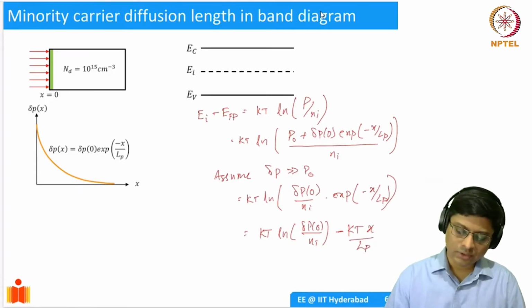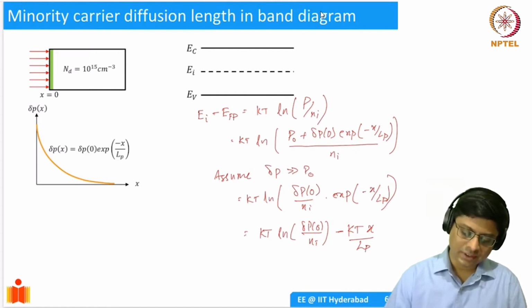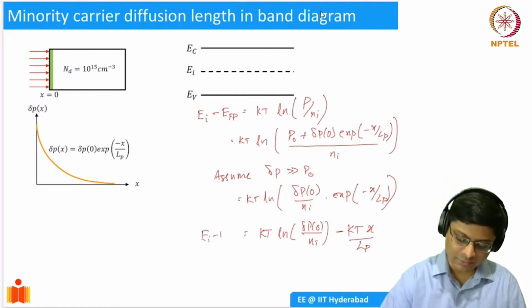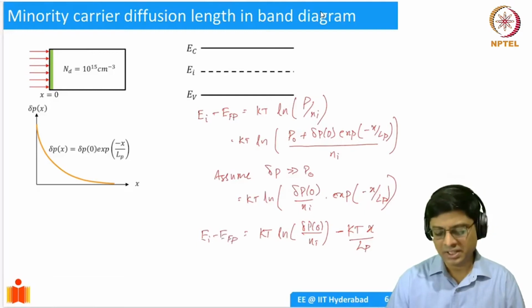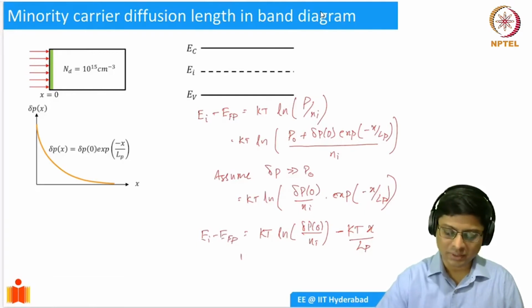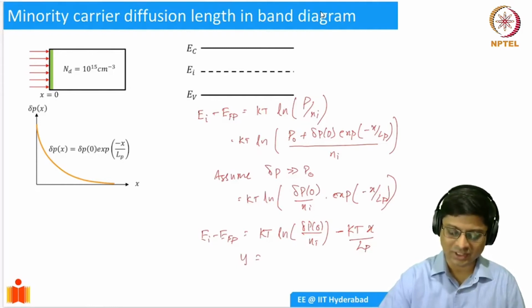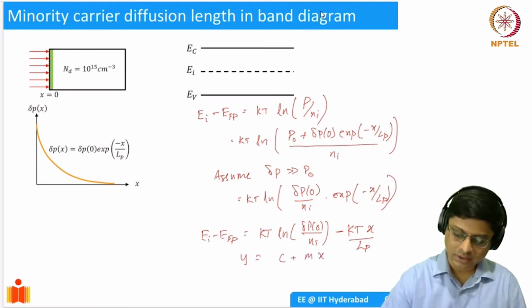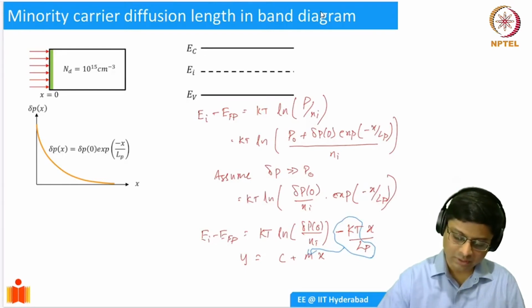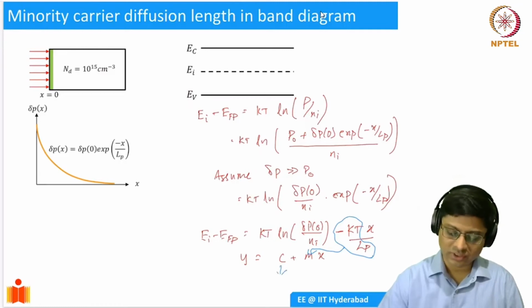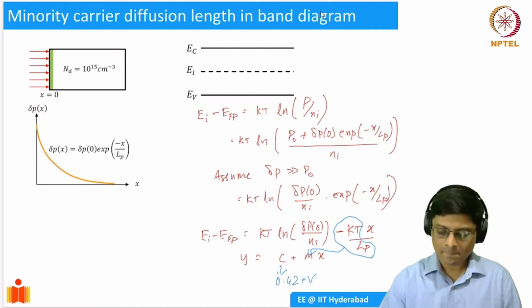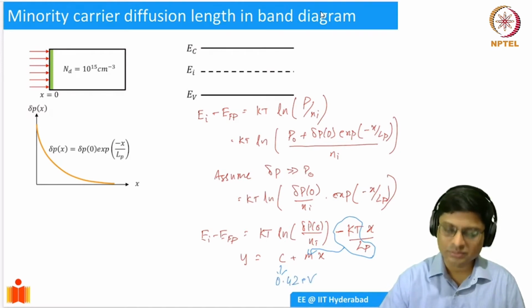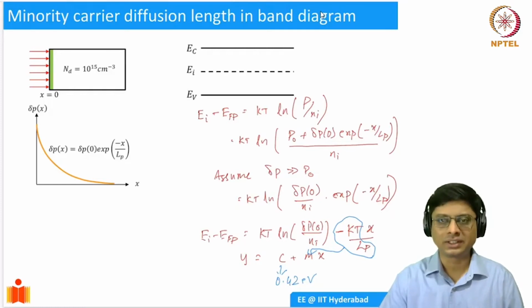So you see what's happening with the distance. EI minus EFP is like a y equals mx plus c form, the way we are writing it, c plus mx. KT by LP is the m, right? And c is going to be equal to what? For 10 power 17, it is 60 into 7, so that is going to be 0.42 eV. So 0.42 eV minus some slope, LP we don't know what it is, times x, right?